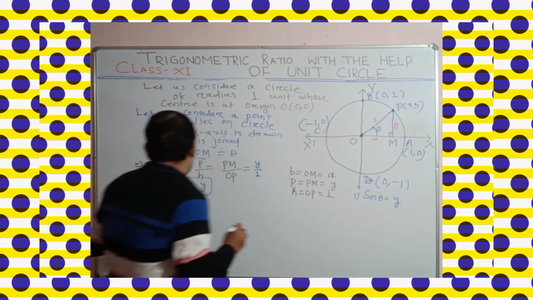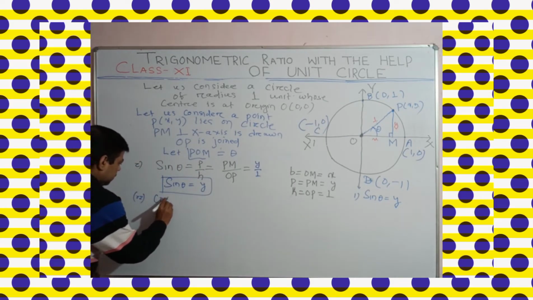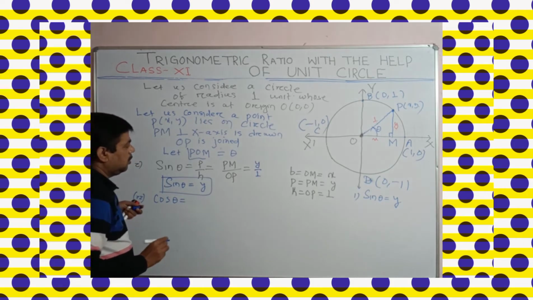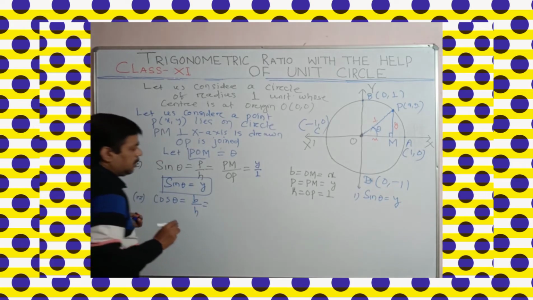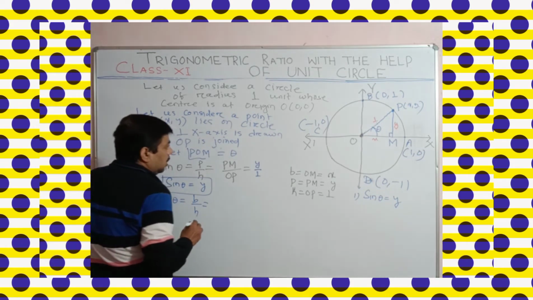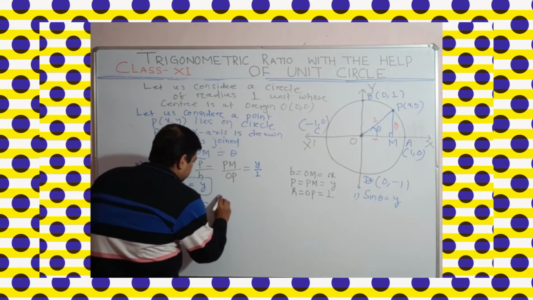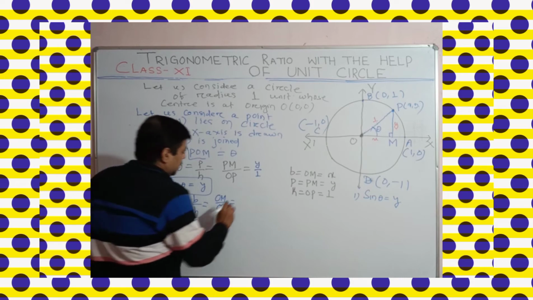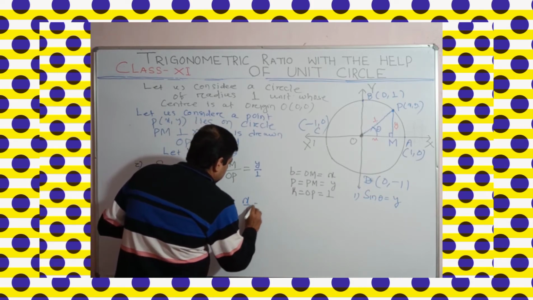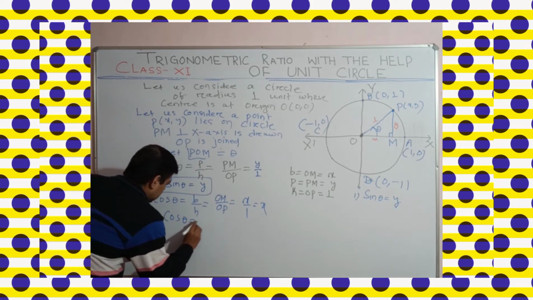The second trigonometric ratio is cos theta, and cos theta is equal to the base by the hypotenuse, the side adjacent to the acute angle upon the hypotenuse. So the adjacent side is OM upon OP. Here OM is x, by 1, which is x. Hence we got cos theta equal to x.